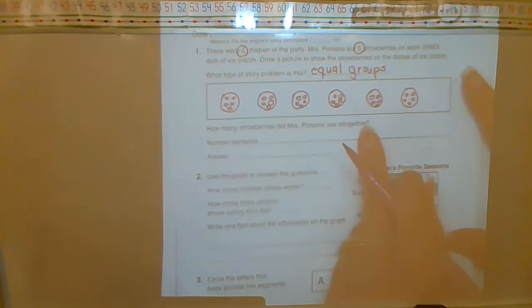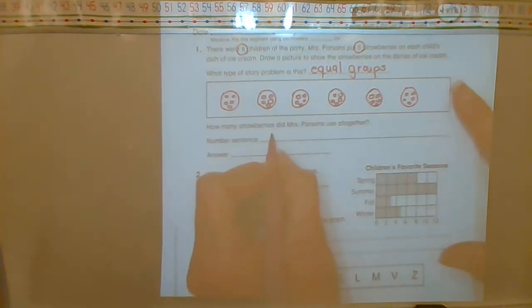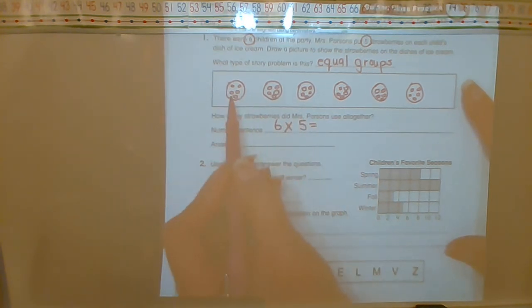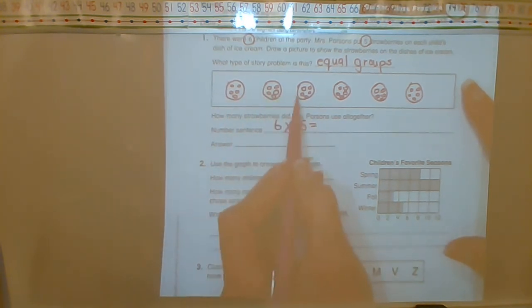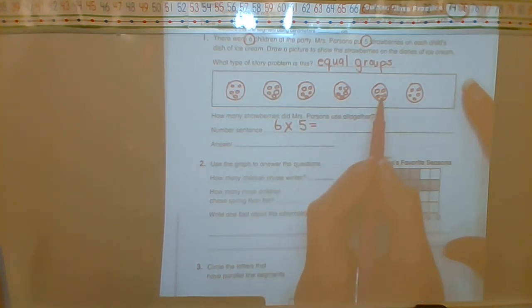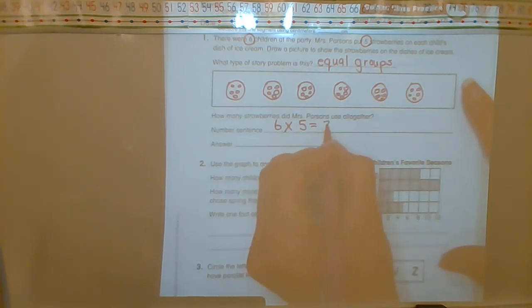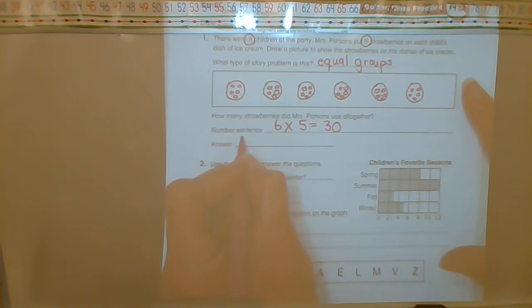Okay, so let's write our number sentence. How many kids were at the party? 6. Times how many strawberries on each dish? 5. What would my answer be? Count with me. 5, 10, 15, 20, 25, 30. How many strawberries did she use altogether? 30. Answer with a label, 30 strawberries.